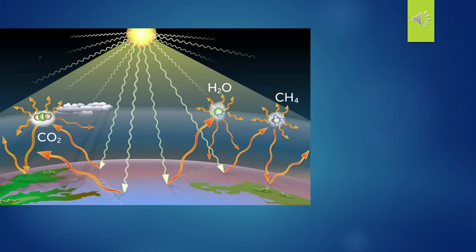So CO2 is the greenhouse gas we talked about here, but water vapor and methane are also greenhouse gases. Especially methane is a very powerful greenhouse gas because it's very good at absorbing infrared radiation. So compared to CO2, methane is actually a more powerful greenhouse gas. So large releases of methane will be quite troublesome to the climate.